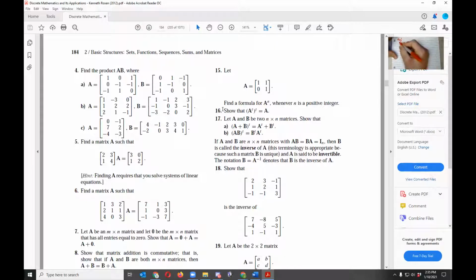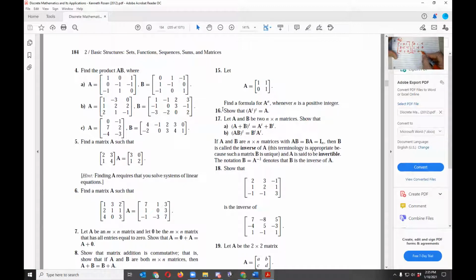Okay, so our first one is a 3 by 3. Our second one this time is a 3 by 3. So when you take a 3 by 3 and multiply it by a 3 by 3, you end up with a 3 by 3, and life is good.